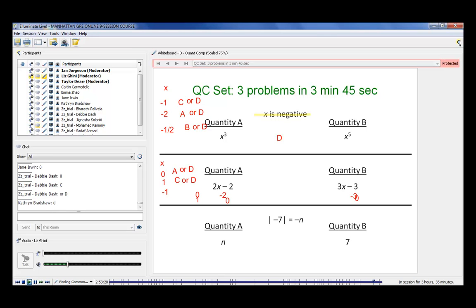Okay, but overall, C or D. So what does the answer have to be? Our final answer has to be D. Good. And everybody's showing me a D. So I take it that that means that everybody got it, which is awesome.